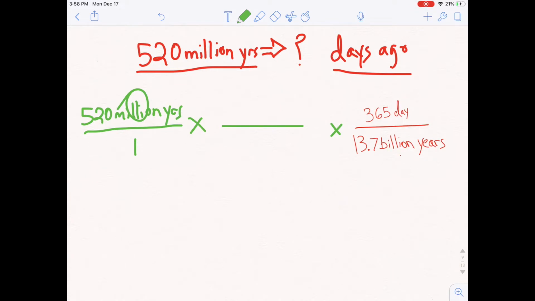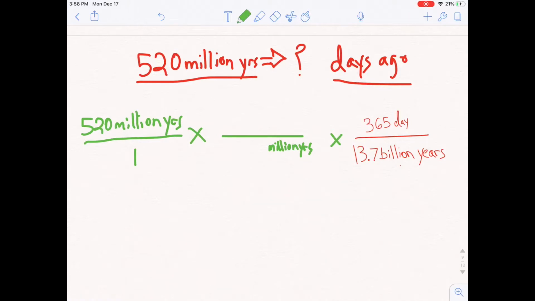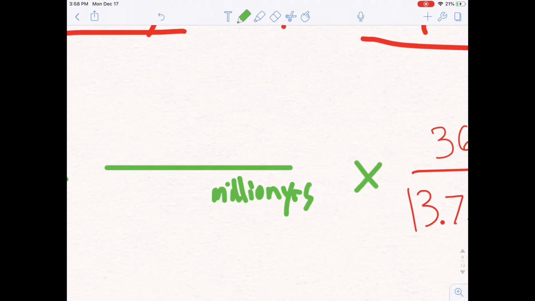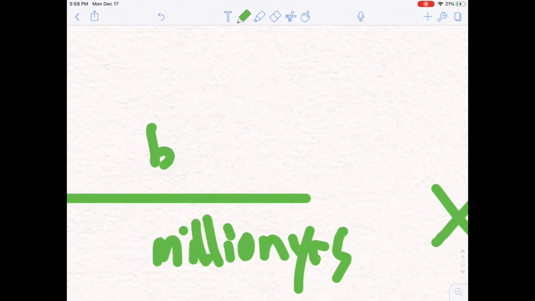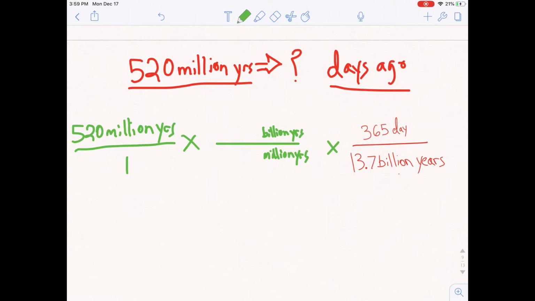So how do we do it? Well, we know that we need to put million years in the denominator because we know that eventually we want this to cancel out with that. And we know that we want to put billion years in the numerator, because we know that we want eventually this to cancel out with that.